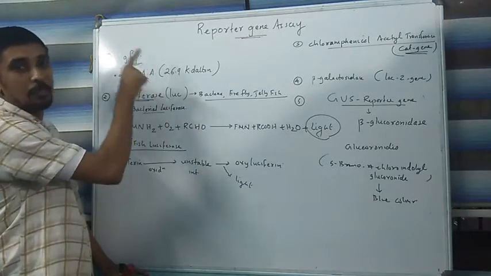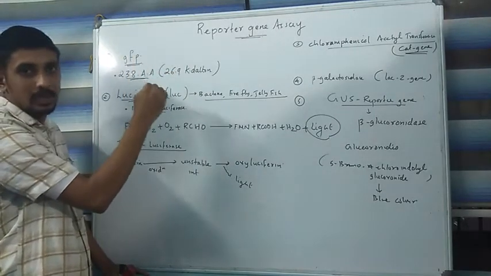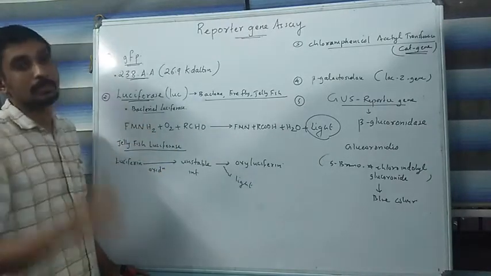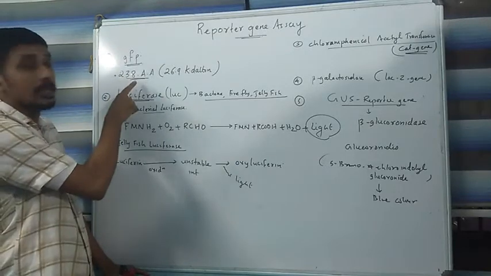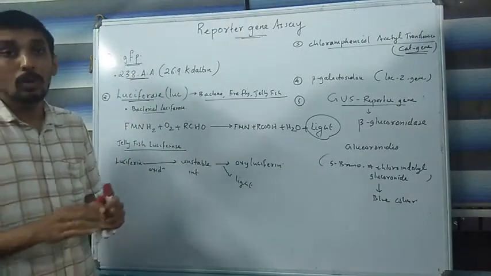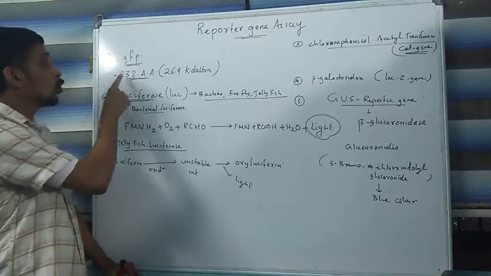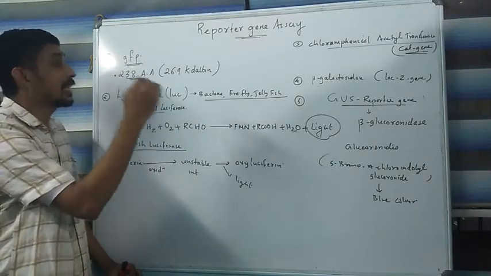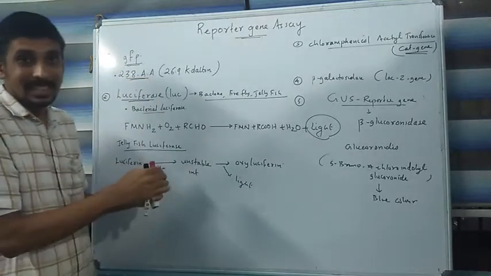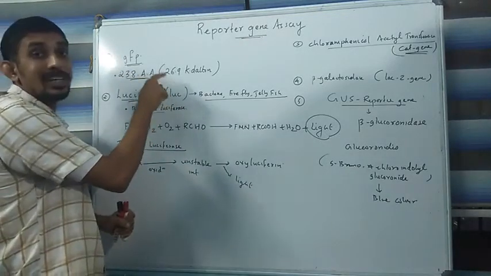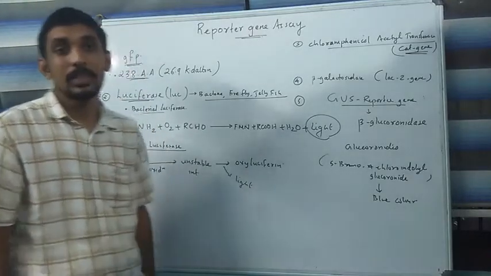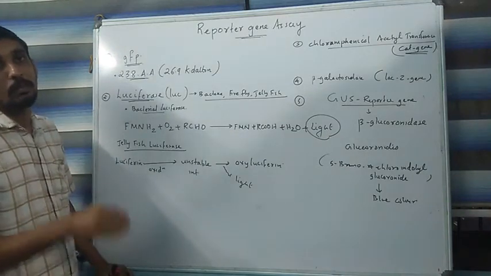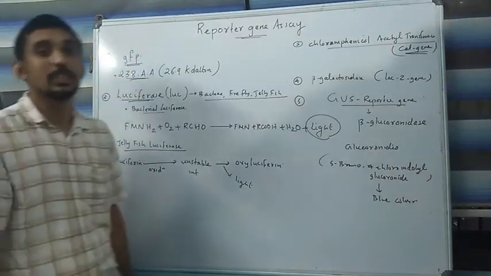This GFP reporter gene produces a protein. That protein is called green fluorescent protein. The green fluorescent protein consists of approximately 238 amino acids, with a molecular weight of 26.9 kilodalton. That is the main feature of this green fluorescent protein produced by the GFP gene.